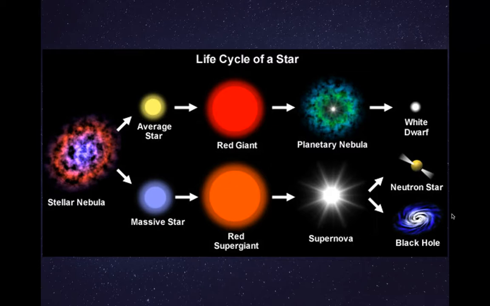So the life cycle of our sun is this one on the top. The life cycle of some of the other suns in the universe could be a massive star, a red supergiant. Now, there are billions and billions of stars in our universe, and most of them are average stars.